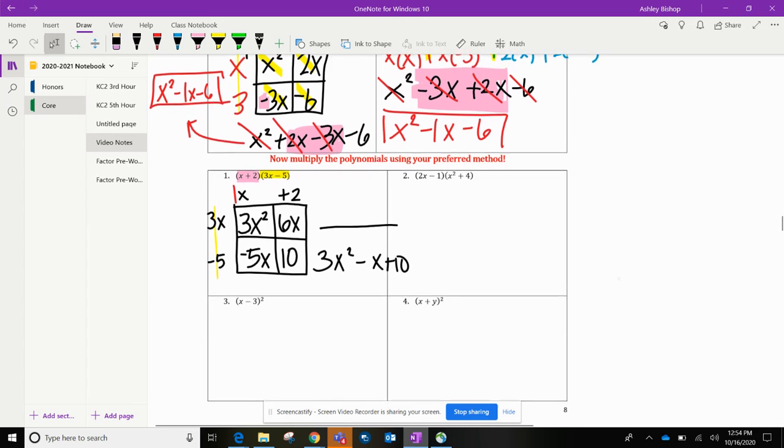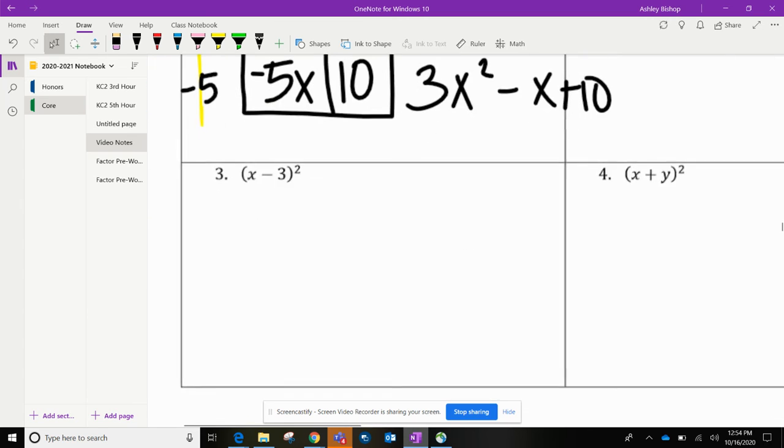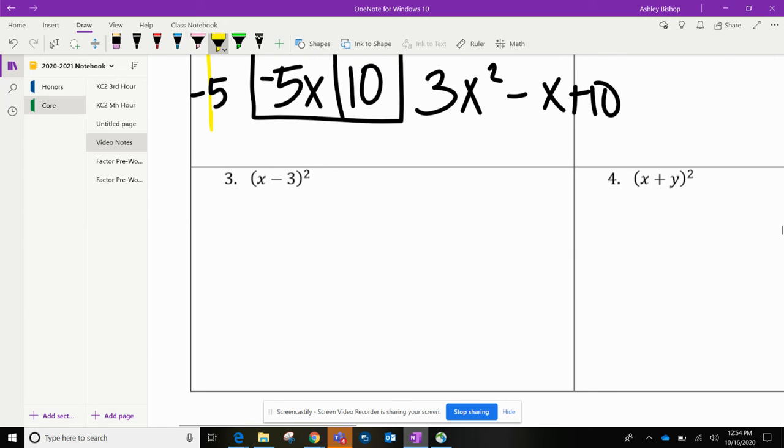I'm going to do one more with FOIL with you. I'm going to do this example of 3 right here. And this little exponent of 2 means that you have 2 sets of x minus 3. So you need to rewrite that so it looks like a problem that you are capable of doing. You need to expand it. This exponent of 2 tells you how many total sets of x minus 3s you have. You have 2 sets of them. So you need to expand it. Now you can do the FOIL method, x minus 3 times x minus 3.